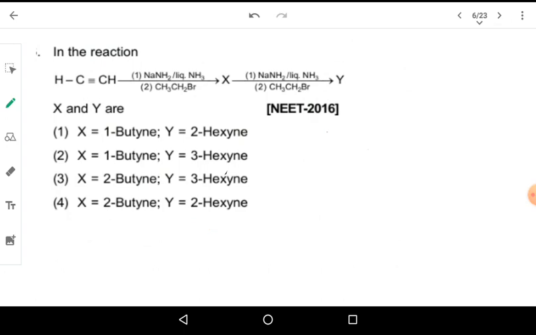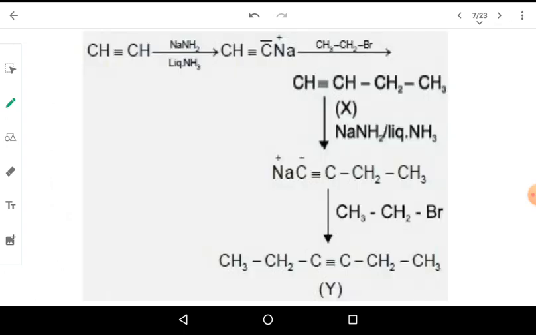Now this is a complete the reaction type of question. So let us see how to solve it. First step, we are going to treat it with NaNH2 in the presence of liquid ammonia. So we get CH triple bond CNa, that is, a sodium gets substituted at this position. Now that is reacting with CH3CH2Br. So NaBr is eliminated and this alkyl part is substituted over here instead of sodium.